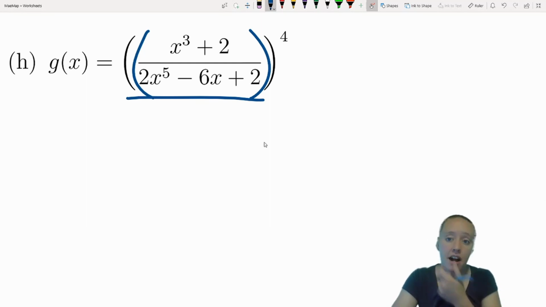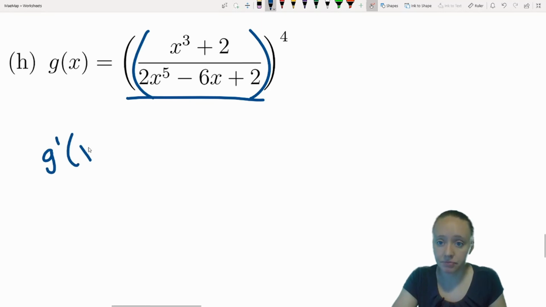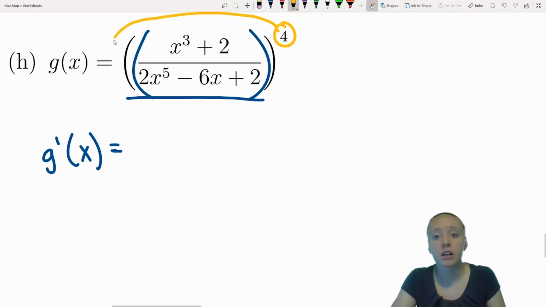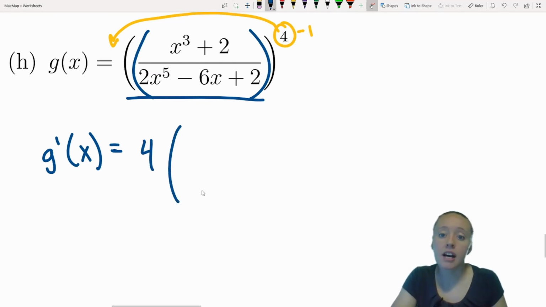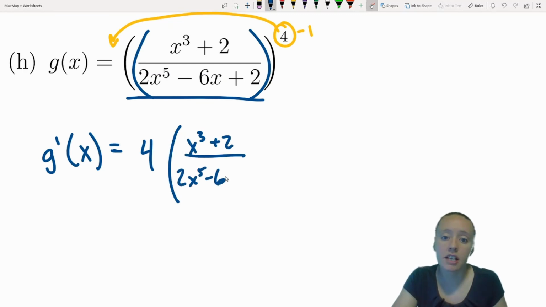So let's start with that outermost function's derivative. When we go to write g prime of x, for the power rule, we drop the 4 or our exponent down in front and then decrease it by 1. But remember, that inner function is going to stay the same until we go to take its derivative. So this is going to be 4 times x cubed plus 2 over 2x to the 5th minus 6x plus 2, all raised to the 4 minus 1, all raised to the 3rd.